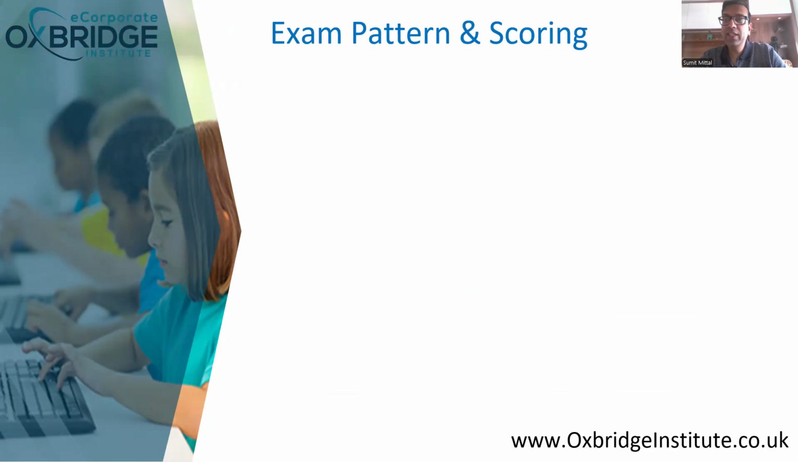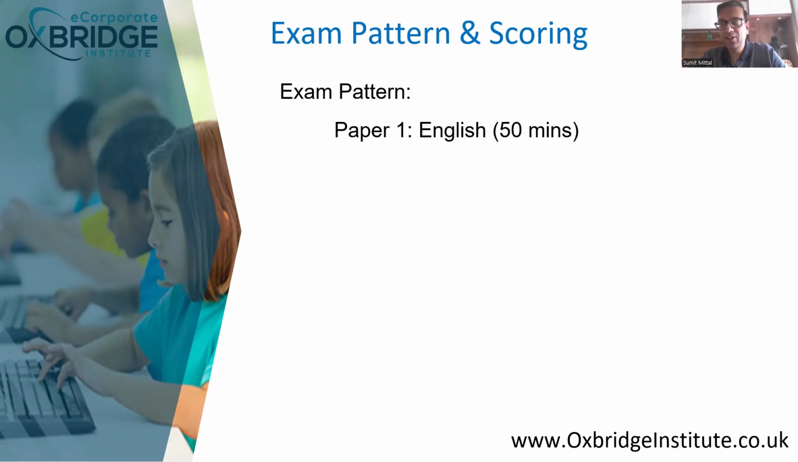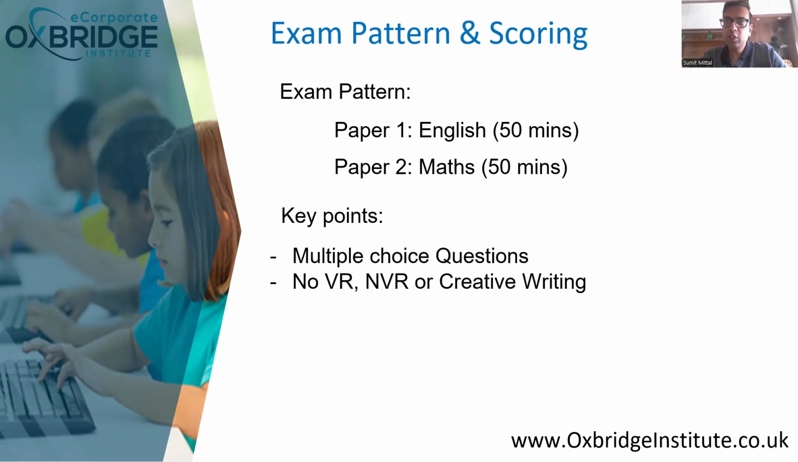In terms of QE specific exam pattern and scoring, the exam consists of two papers. Paper 1 is English, which lasts around 50 minutes. And paper 2 is maths, which again lasts around 50 minutes. Key points are all the questions are going to be MCQ format, so multiple choice. We have to select the right answer and not of the standard type where you actually have to type in the answers. There is no VR, NVR or creative writing as part of the QE exam.